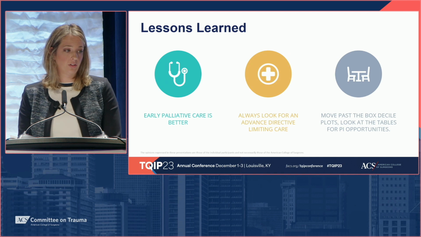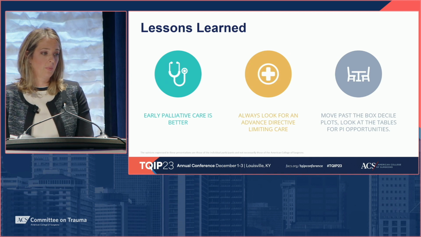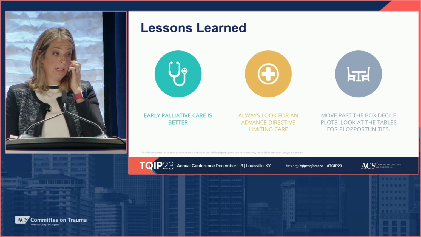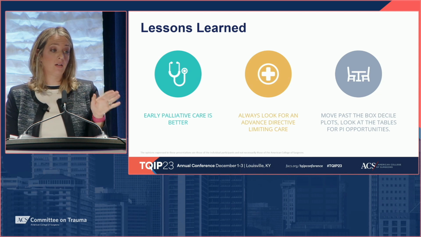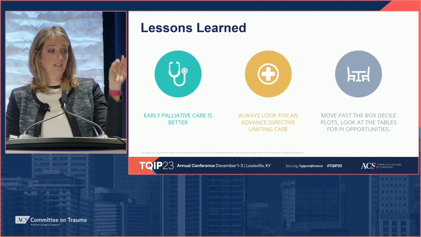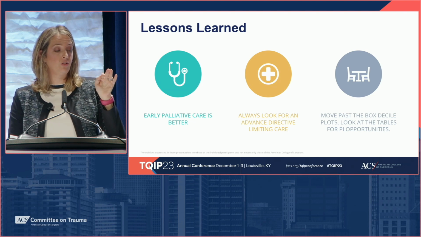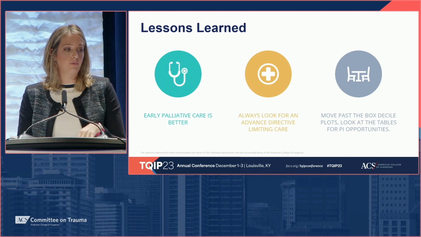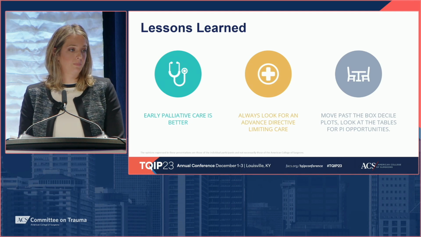So our lessons learned: early palliative care is better. Always look for an advanced directive limiting care, and then move past the box decile plots, those fancy ones that have all the colors and the lines and the diamonds that clearly tell you if you have a problem. Look at the tables for PI opportunities as well.